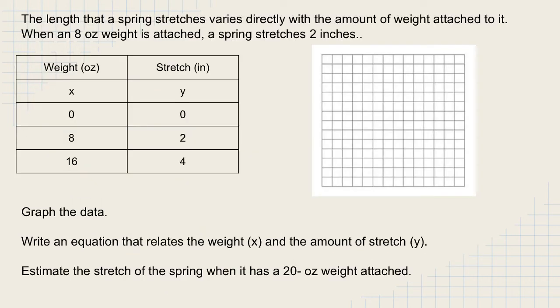Our next problem has a graph again. So this one is about the length of a spring stretching. So it varies directly with the amount of weight attached to it. When an 8-ounce weight is attached, the spring stretches 2 inches. And so I have started a table here for us. I want you to graph the data, write an equation that relates the weight and the amount of stretch, and estimate the stretch of the spring when it has a 20-ounce weight attached. So you will pause me while you are working and then come back when you're ready for checking.